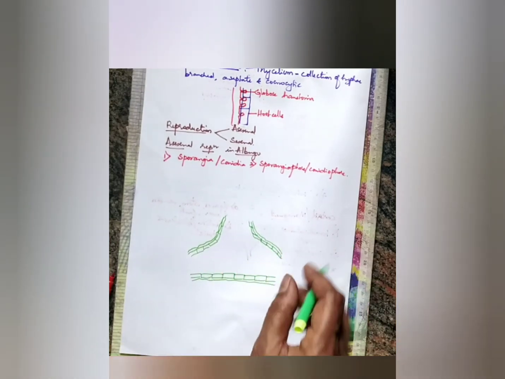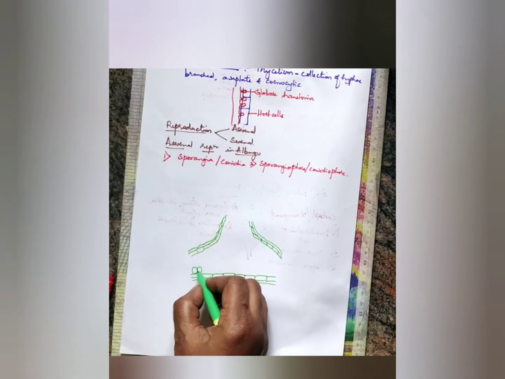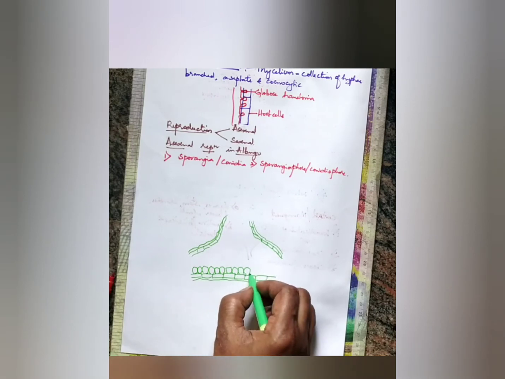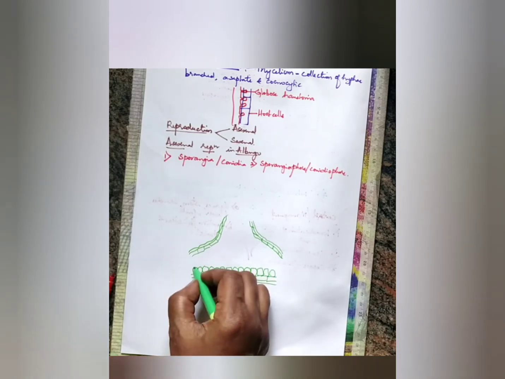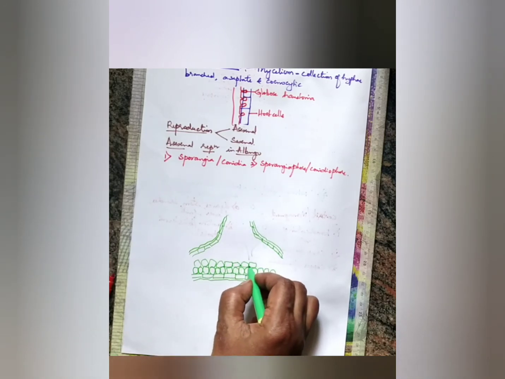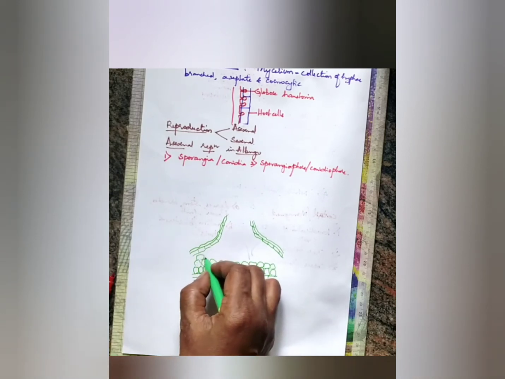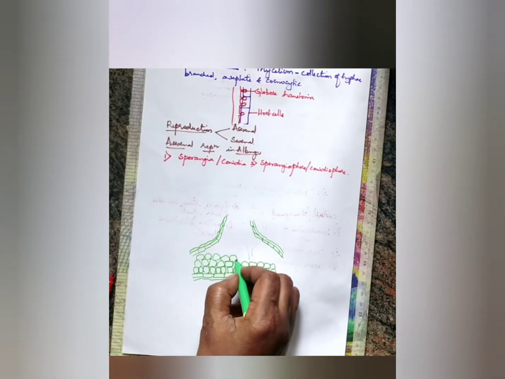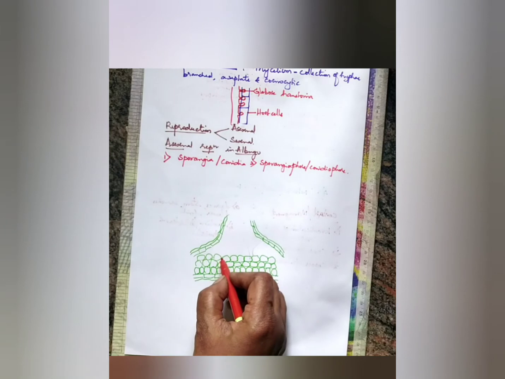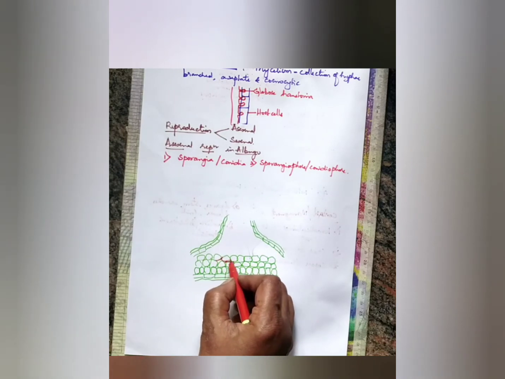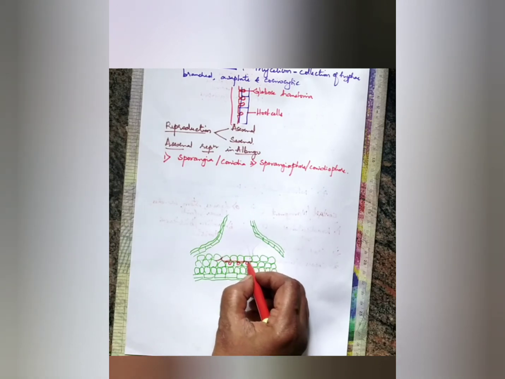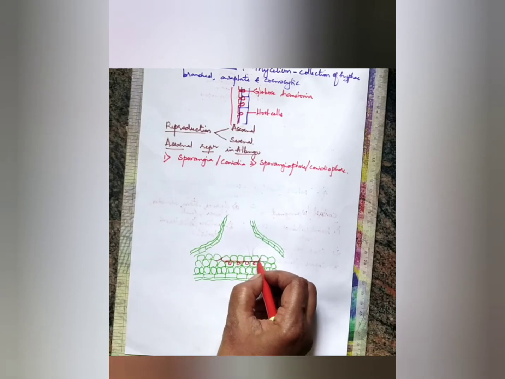And here you have the mesophyll cells inside the leaf tissue. You have the palisade parenchyma and spongy parenchyma, the mesophyll tissue. Inside this mesophyll tissue, the mycelia spreads intercellularly. Intercellularly means in between the cells, and here and there it produces globose haustoria to absorb the nutrition.